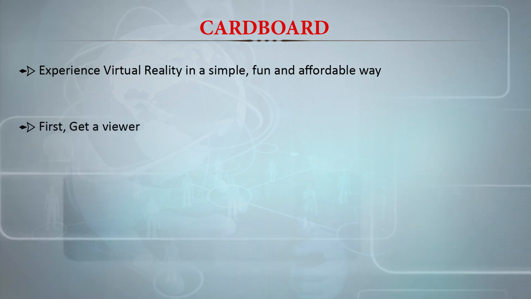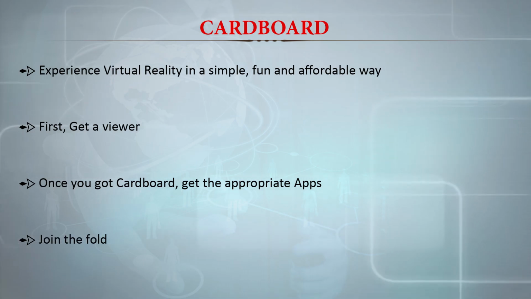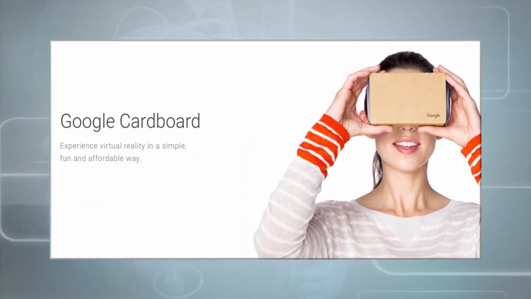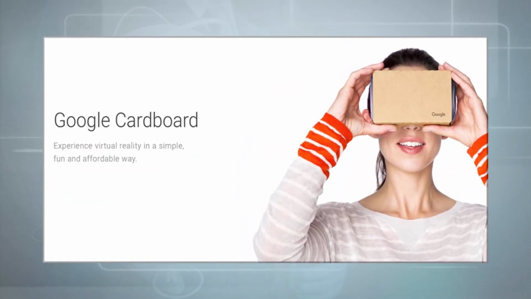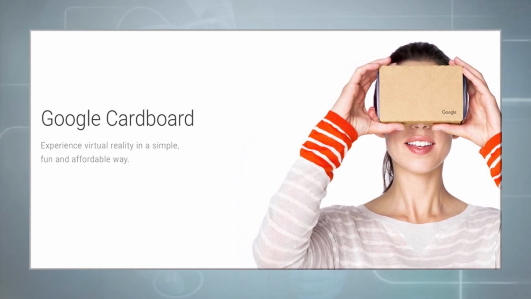First, you need to get a viewer. Once you got a Cardboard, you have to get the appropriate apps, and then you have to join the fold. So here this is how the Google Cardboard looks. And in fact, I want to tell you that apart from Google Cardboard, there are many cardboards available.